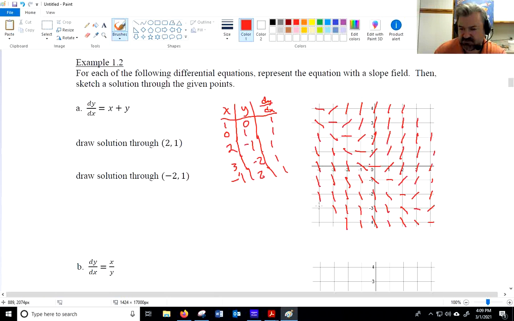And then these are getting really vertical over here. Okay. And we could finish them out over here as well. So that's the idea about what this graph is doing. Let's draw the solution through 2, negative 2, comma 1. Well, there's negative 2, comma 1. What does that do? Oh, no, I'm sorry, 2, comma 1. 2, comma 1, that's over here.